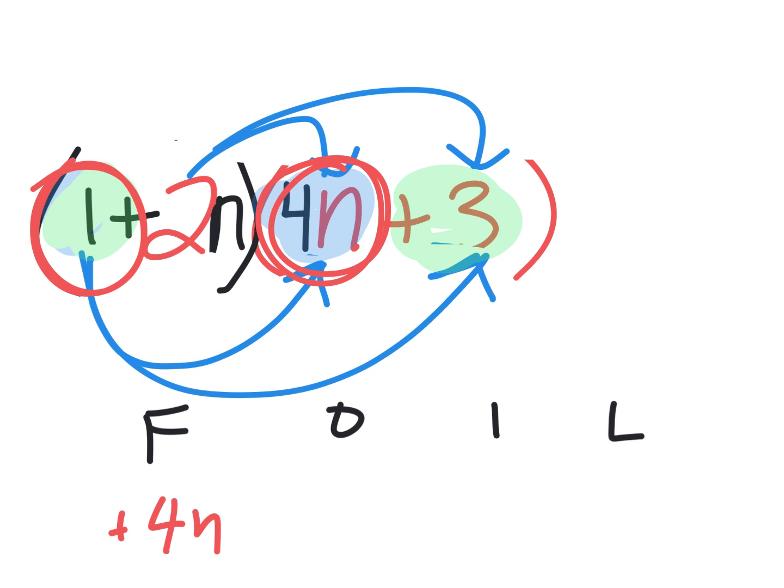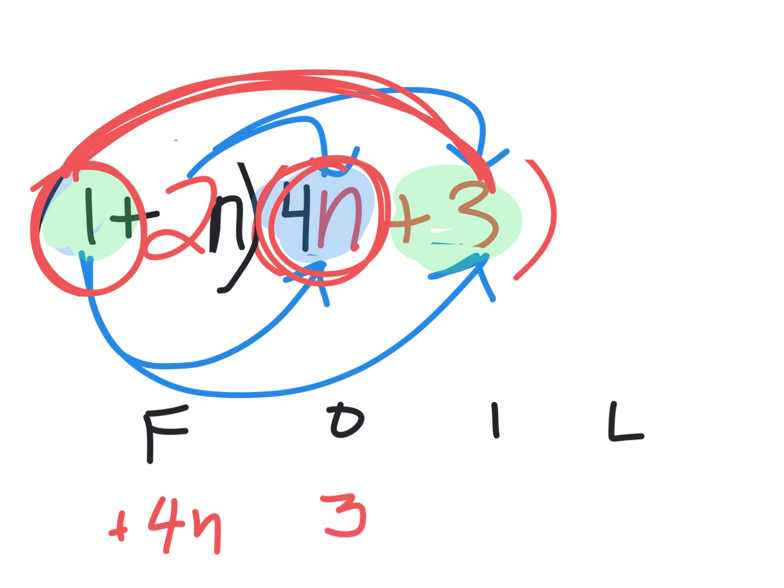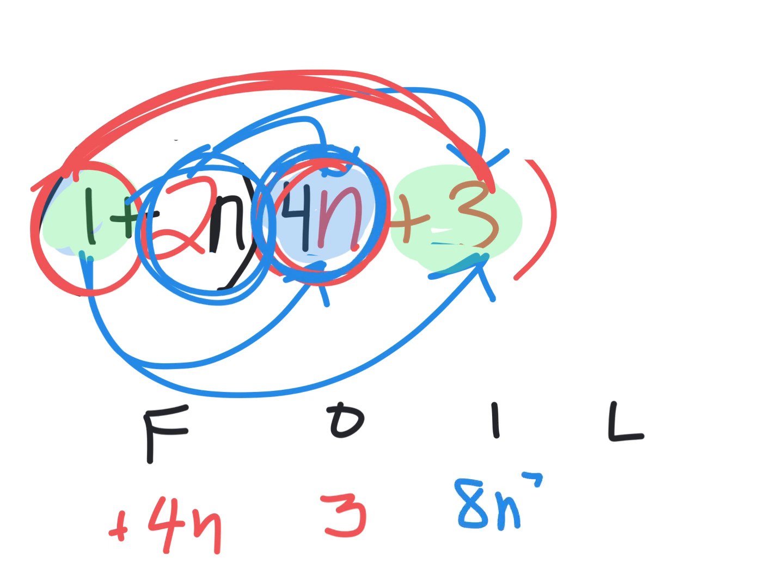Then I do the outside ones. I personally liked the green ones are the outside ones. So I'm going to do that next. And that's 3 times 1 is 3. Now I'm going to do the inside ones. The 2n and the 4n. When I multiply them, I get 8n squared.